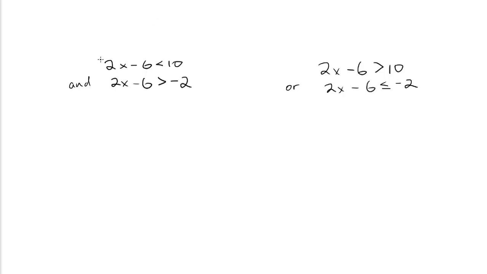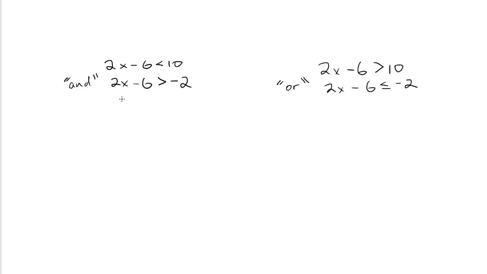In this case, I've got 2x minus 6 is less than 10, and 2x minus 6 is greater than negative 2. I have two inequalities connected by an AND condition, which means both parts have to be true. Alternatively, I've got two inequalities connected by an OR condition, which means only one part has to be true for the whole statement to be true. So let's take a look at these. We can always solve our compound inequalities as separate inequalities if we choose to, whether it's an AND or an OR statement. So let's go ahead and do that in this case.